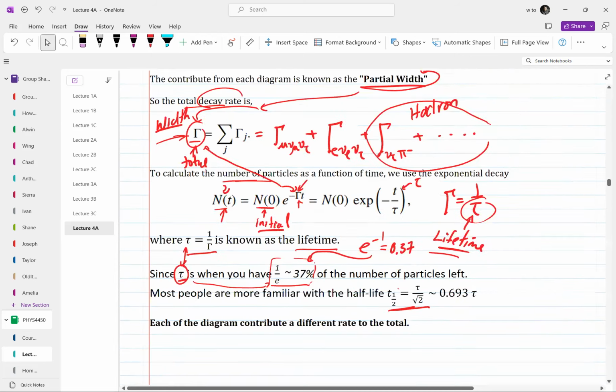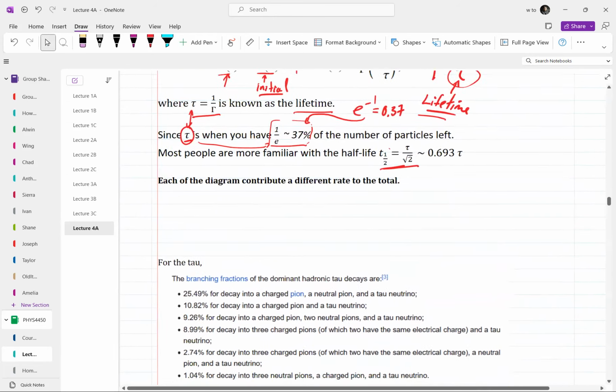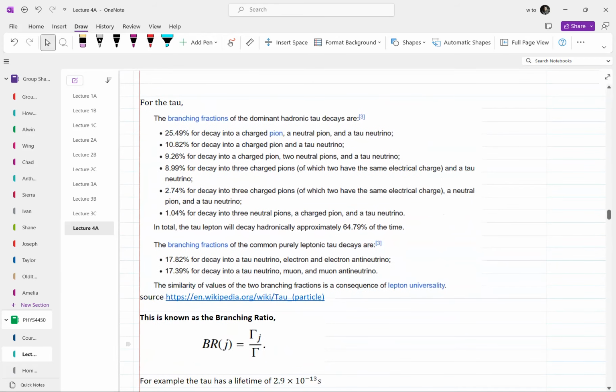All right, so I think this is actually a good, should I show you this right now? Yeah, let's just finish up this section.